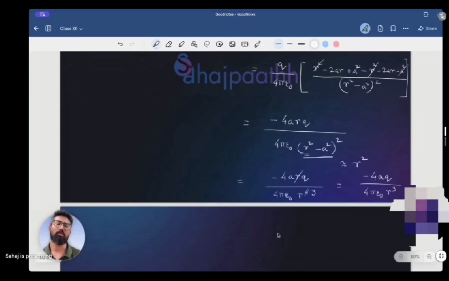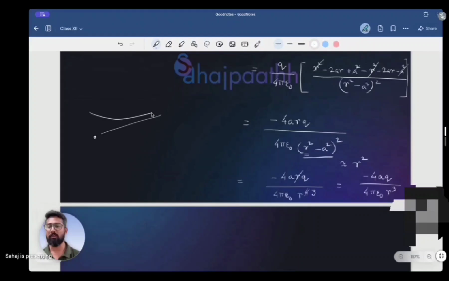So for a usual charge, you saw that the force fell off as 1 by r square. But now you see for a dipole, the field falls off faster, as 1 by r cube. So this effect is called a shielding effect, because there are two charges, both of them shield the influence of each other.